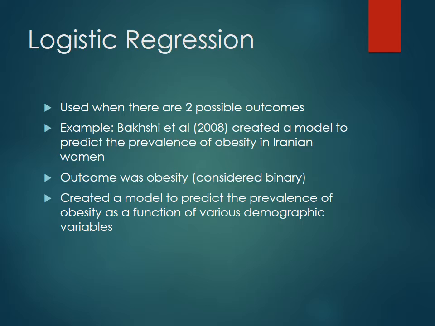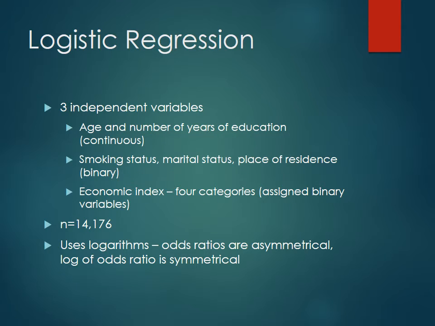They wanted to create a model that predicted the prevalence of obesity as a function of various demographic variables. They were looking at different factors like where they live, whether they smoke, and what kind of education they had, and looking to see what kind of influence that had on the rate of obesity. They were looking at independent variables, some of which were age and number of years of education. Those are going to be continuous variables.